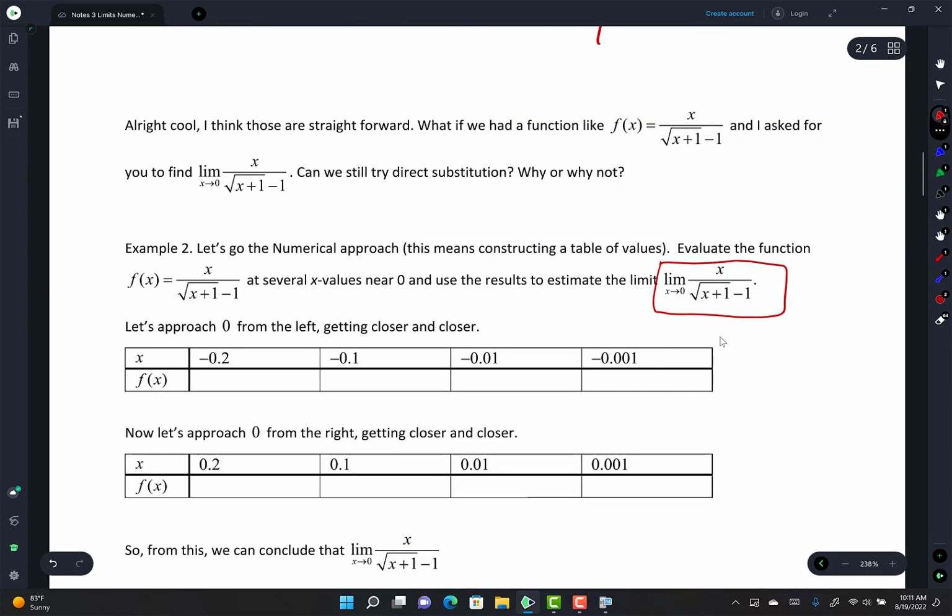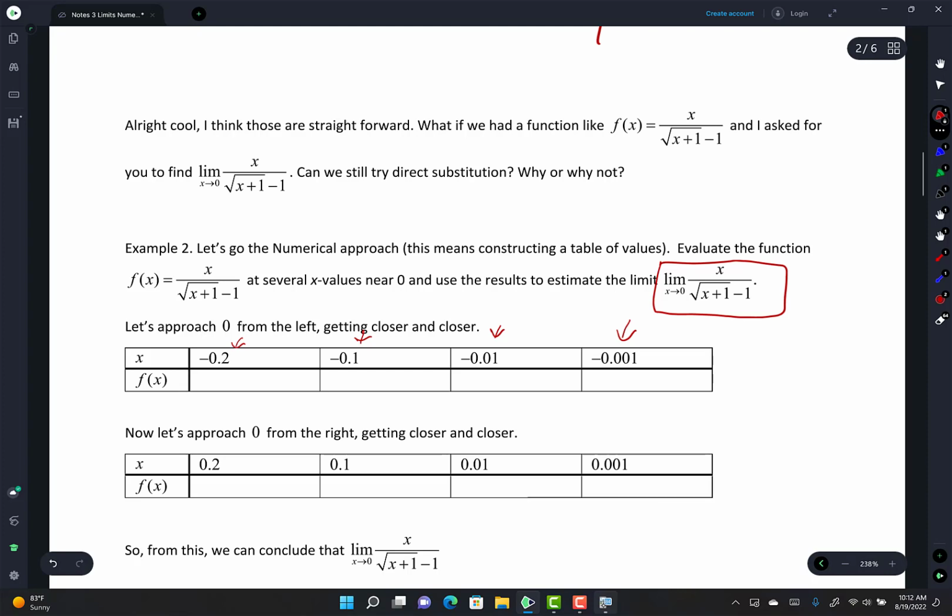Well, Chavez, what can we do? You could graph it. You know how all this time we've been graphing? We could graph it and see what happens as I approach 0. Or we can use a table and see what happens as we get closer and closer to 0. Look at these numbers. Negative 0.2, negative 0.1, negative 0.01, negative 0.001. Is it getting closer and closer to 0? Yeah. So let's see if we can figure this out.